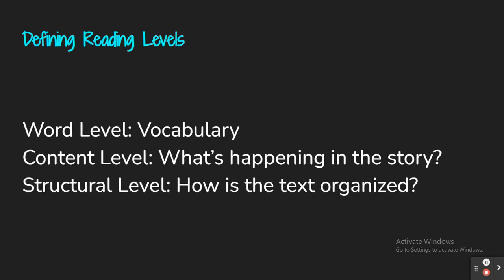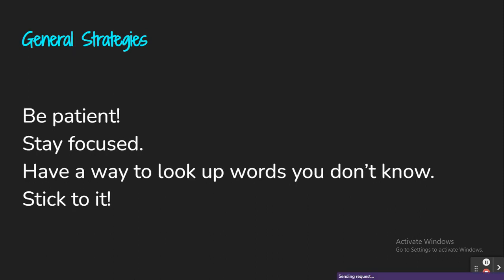So, first off, as promised, let's define reading levels. We have word level, content level, and structural level. Word level deals with vocabulary, so terms in the story that you might run into that you're unfamiliar with. Content level deals with the content of the story, what's happening in the story, who is in the story, those elements of fiction that we've been dealing with. And then structural level is how is the text organized? What's happening and when? That's structural level.